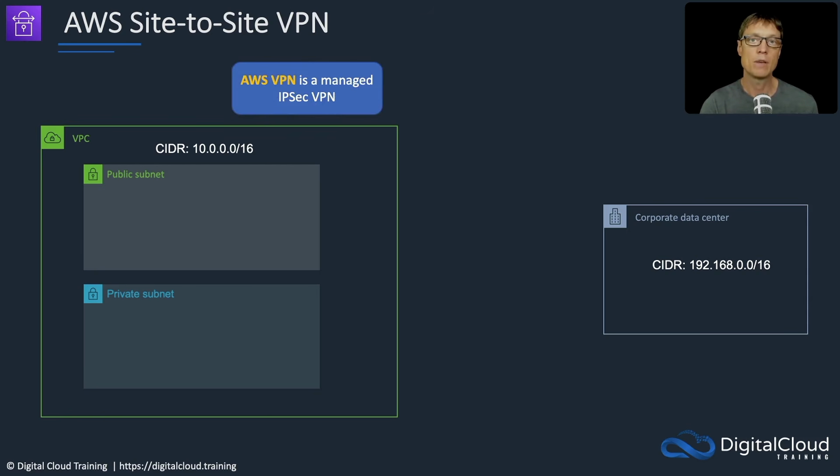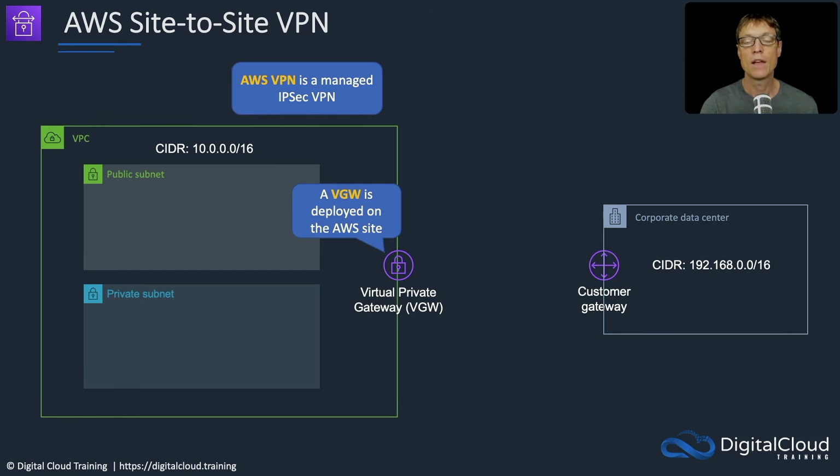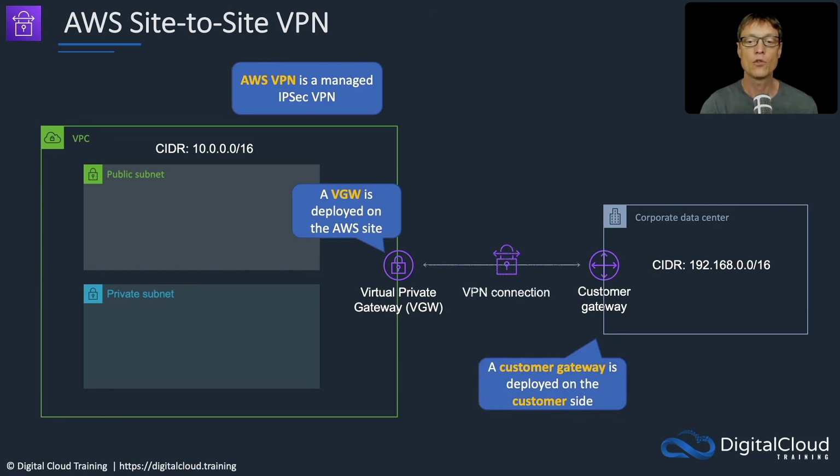So AWS VPN is a managed IPsec VPN, and what we do is we create something called a virtual private gateway, which is also known as a VGW, on the AWS side. The VGW is deployed on the AWS side, and then a customer gateway is deployed on the customer side. When you have those two components, you can then establish an encrypted VPN connection over the internet. The VPN connection supports either static routes or BGP peering and routing.